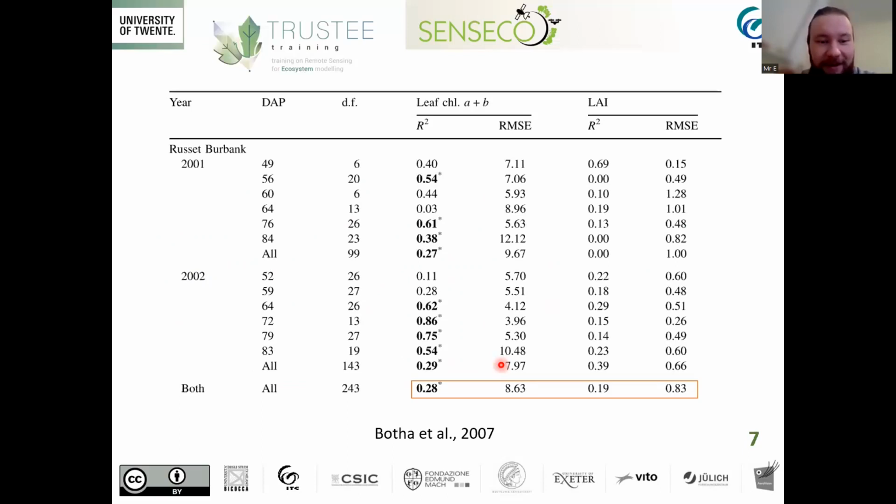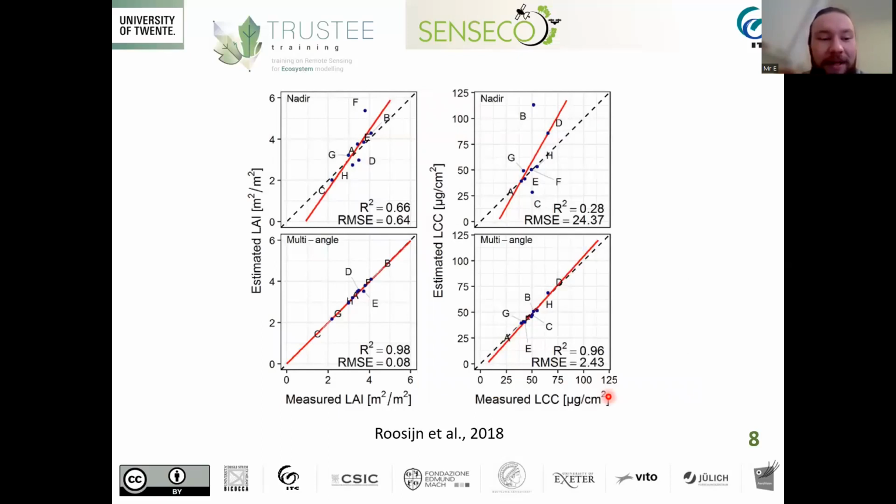Then the next work, this was done on potato. In total, the performance for leaf chlorophyll content was 0.3, and for leaf area index 0.2. So we explained 20% of variability in the triad from remote sensing. Let's look further. In this work, leaf area index is on the left and chlorophyll content on the right, and the authors advocated multi-angular retrieval. If you retrieve from only one angle, you get 0.6 for LAI and again 0.3, some low values for leaf chlorophyll. If you use multi-angle, it's almost perfect.